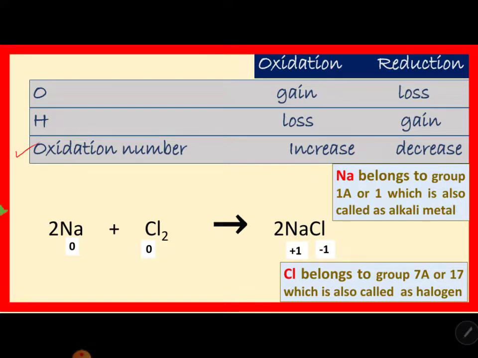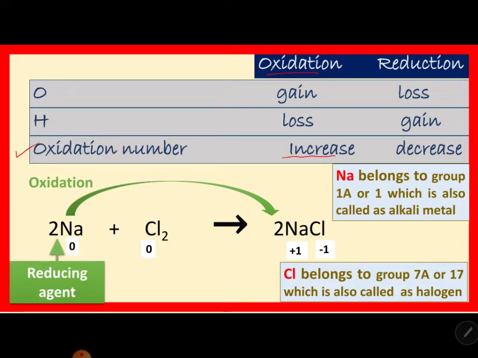In this reaction sodium when converted to product, its oxidation number changes from 0 to +1. This means that oxidation number of sodium is increased, and increase in oxidation number is oxidation. Sodium is oxidized in this reaction, and we will label this reactant as reducing agent. You can label other reactant chlorine as oxidizing agent, but here I will explain for you.